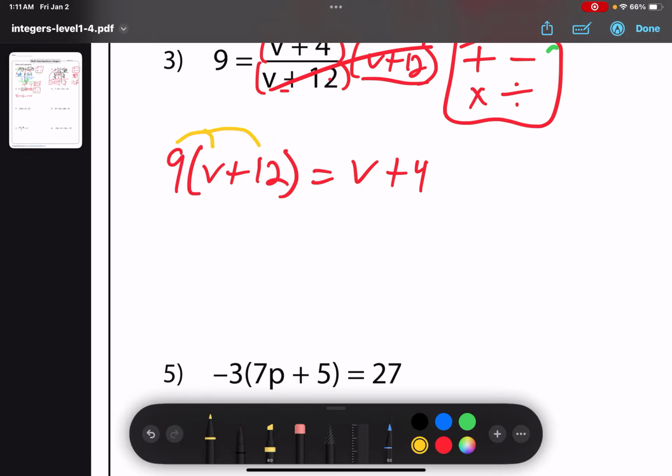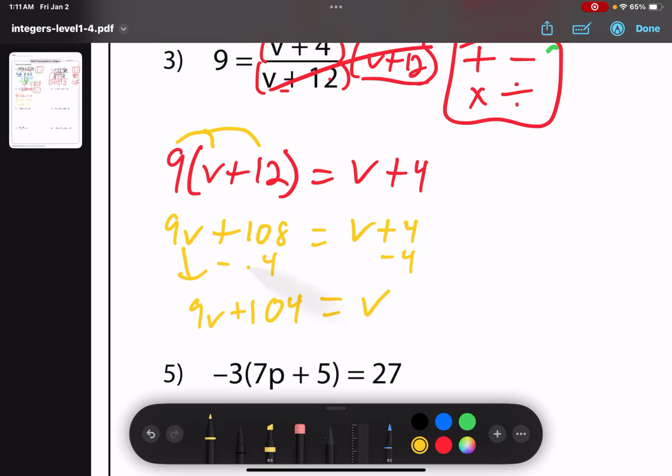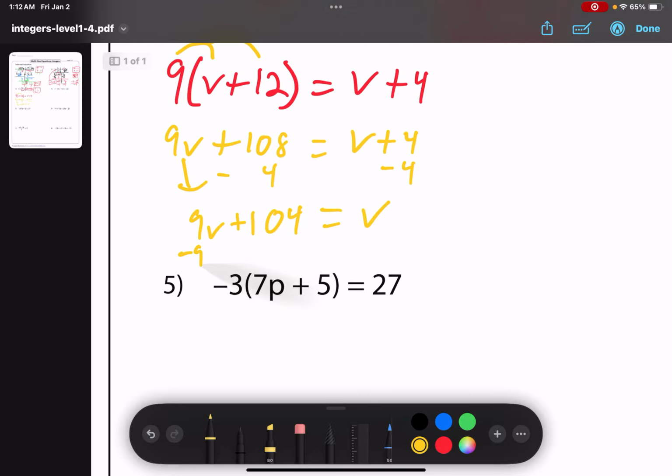Distribute again. So 9 times v is 9v. 9 times 12 is 108. V plus 4. I think it'd be a little better if we just subtracted 4. Subtracted 4. Now we got 104 equals v. And let's move this down to 9v plus, because 108 is obviously much bigger than 4. Now we subtract 9v, we subtract 9v. This is like having a small little 1. So 1 minus 9, what's that going to be?